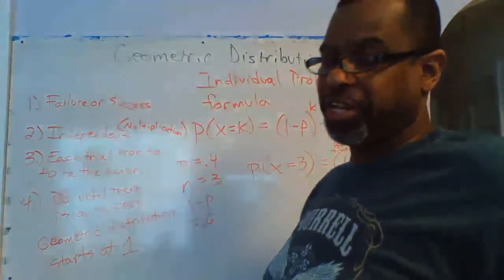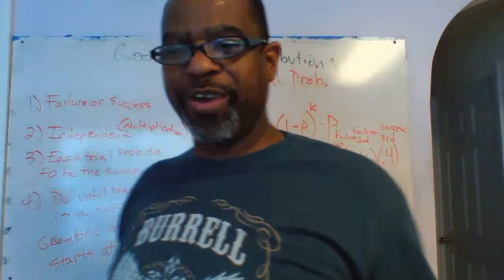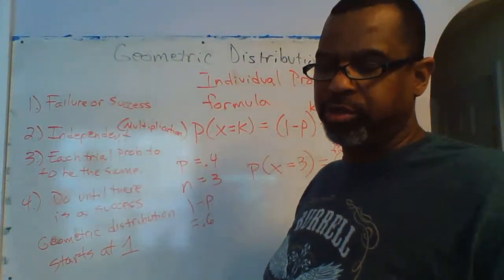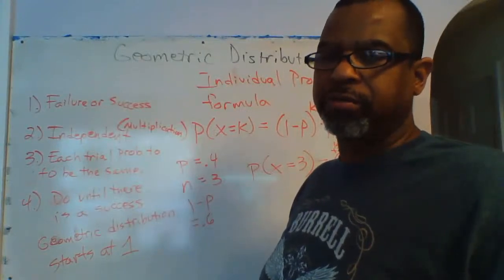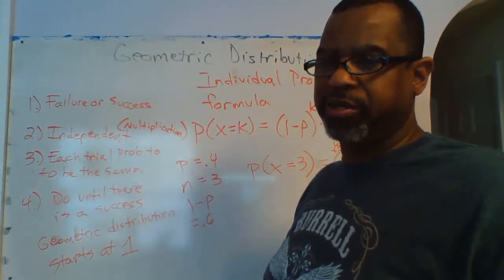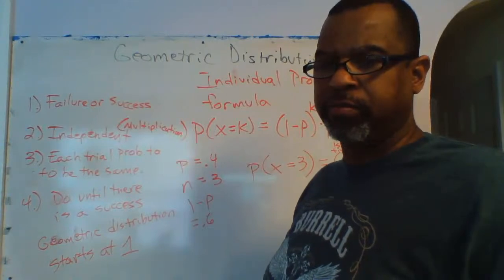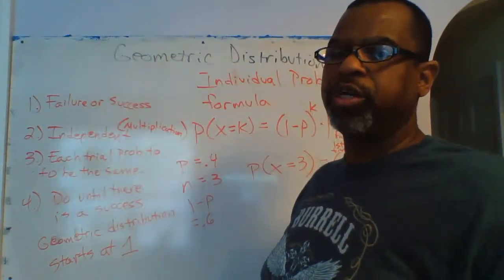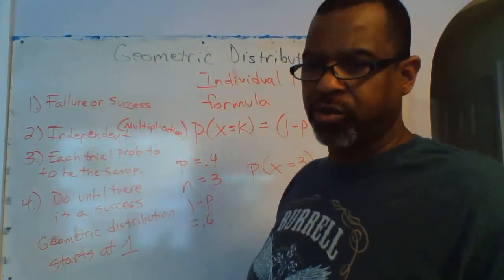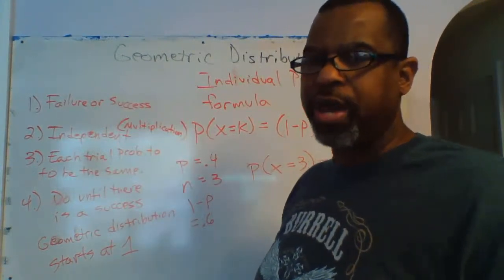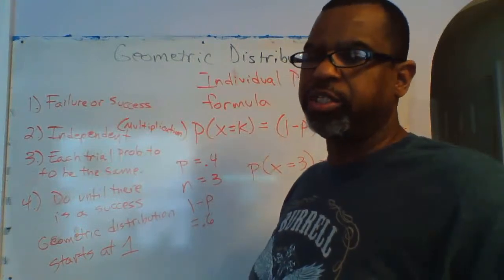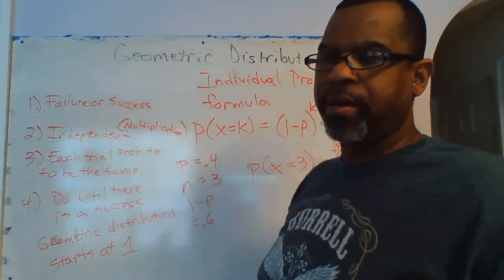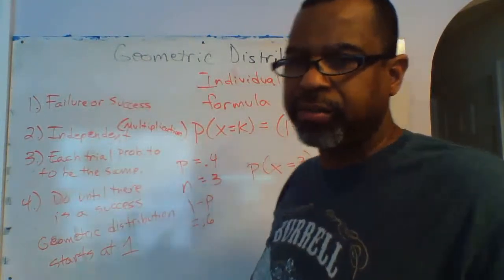You got to figure it out. You have to read the problem. And when you do the problems in the book, you got to check and see if it's geometric. Some of the problems are going to tell you it's geometric or binomial, but when you're taking your stat class in college or the AP exam, you're going to have to distinguish. You got to read the problem and make sure these 4 rules are being met for it to be geometric.